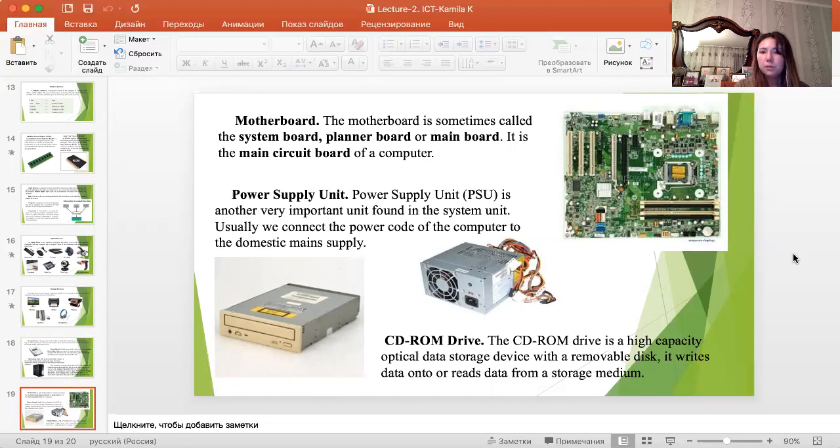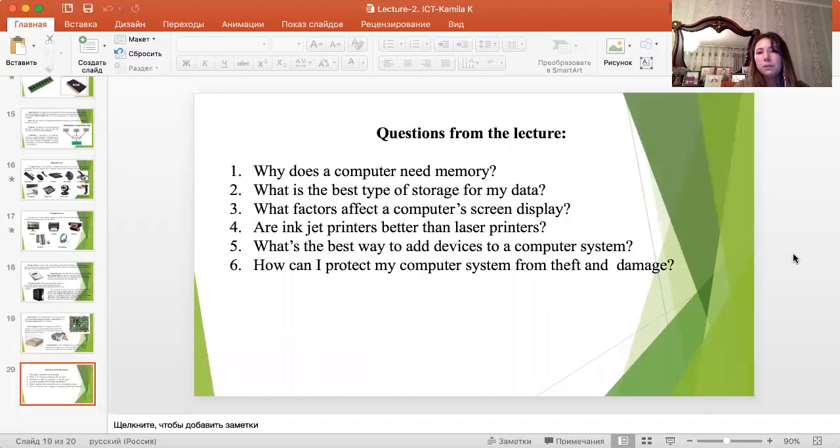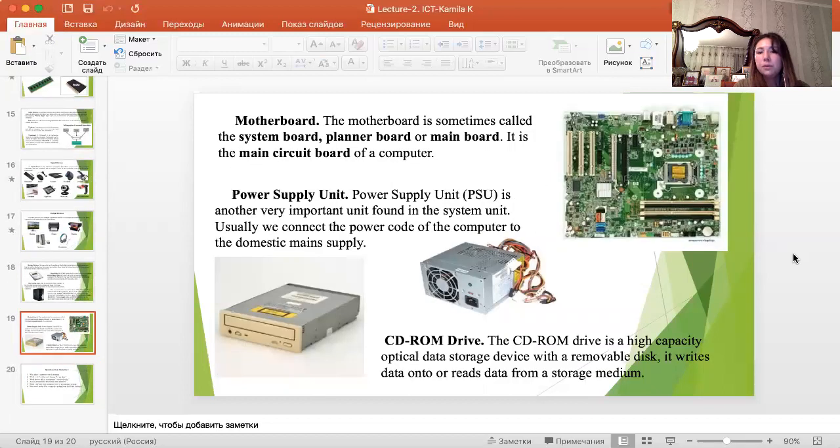CD-ROM drive. The CD-ROM drive is a high capacity optical data storage device, which is a removable disk, and it writes data onto or reads data from a storage medium.